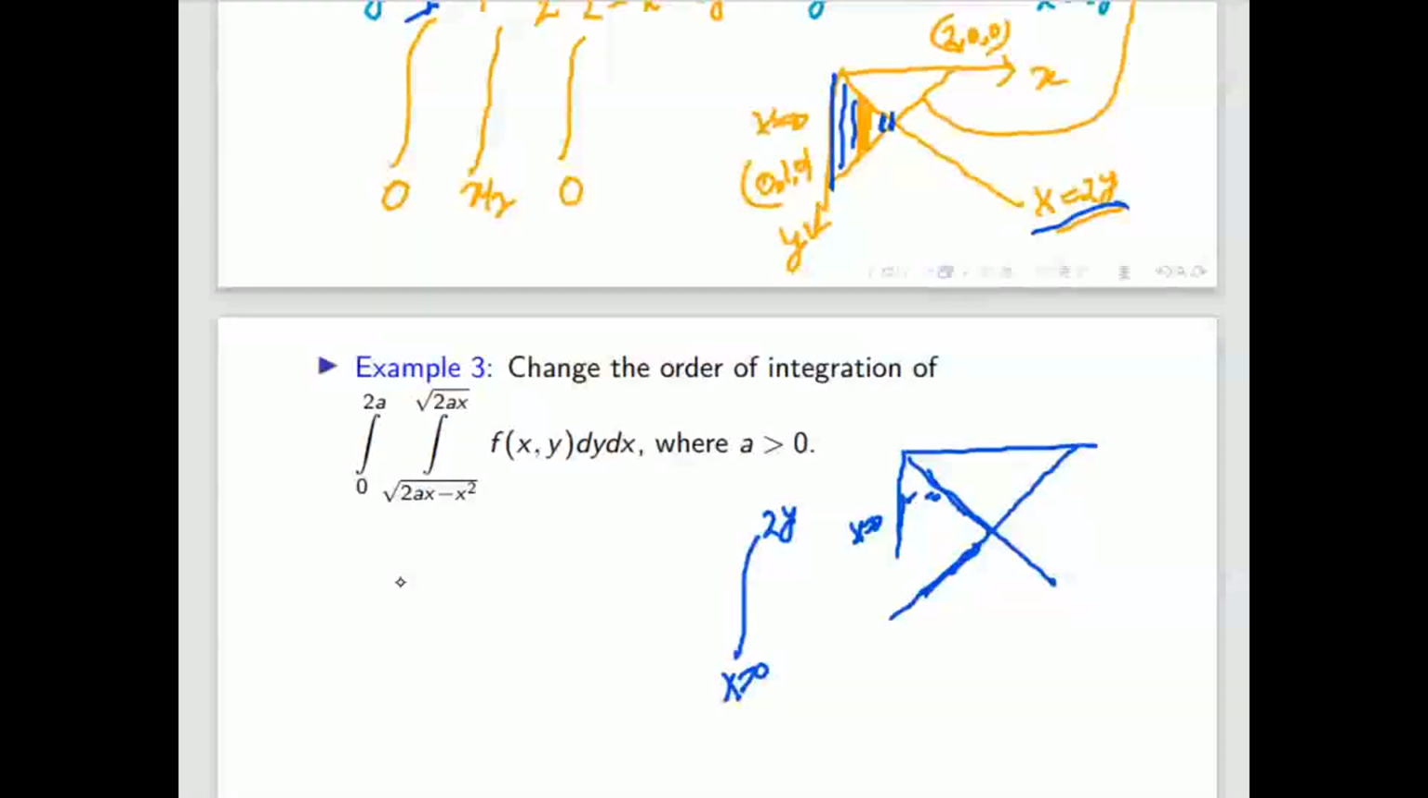Because here, if you take any horizontal strip, it will start from x equal to 0, and if you are in region 1, it will go up to this line. If you are in region 2, it will go up to this line. So the integration with respect to x is divided into two parts: region 1 and region 2.